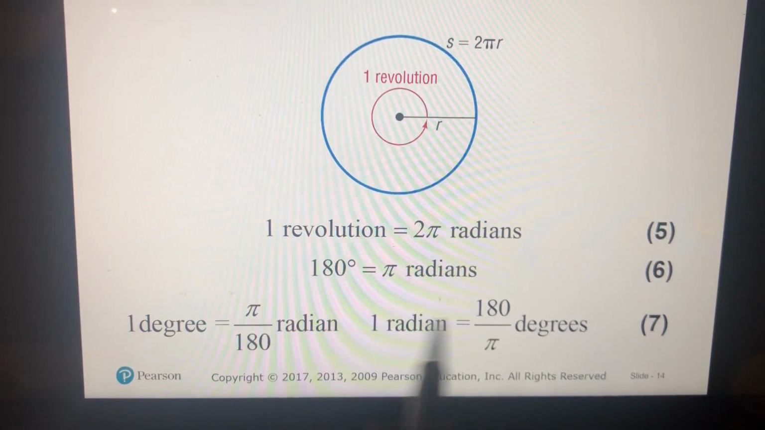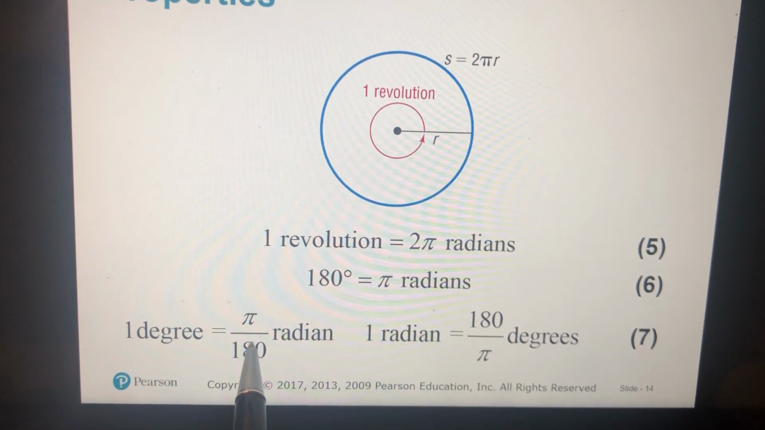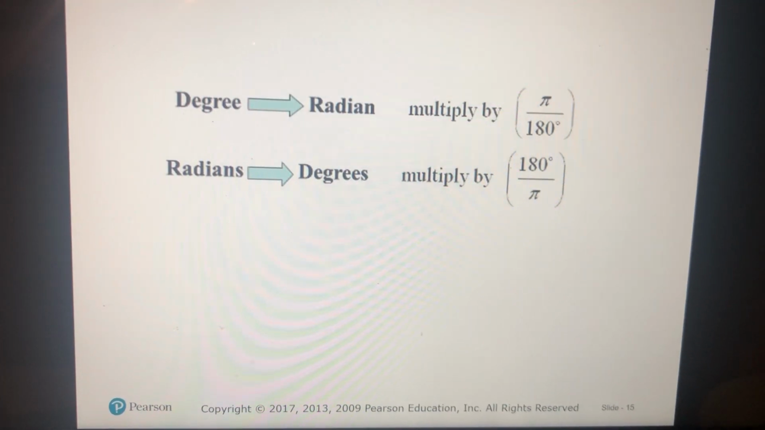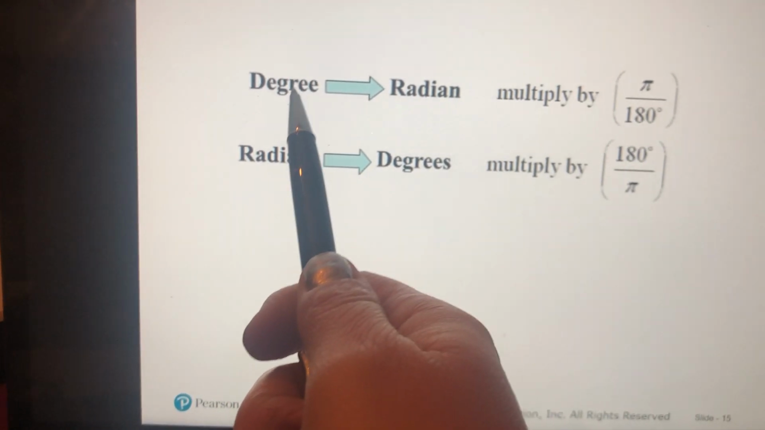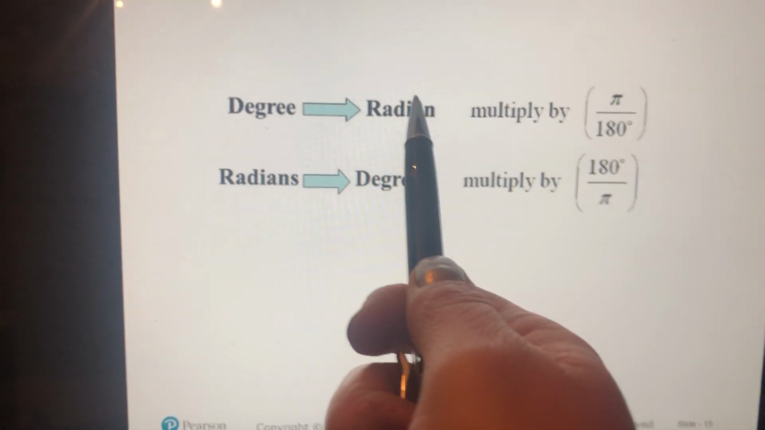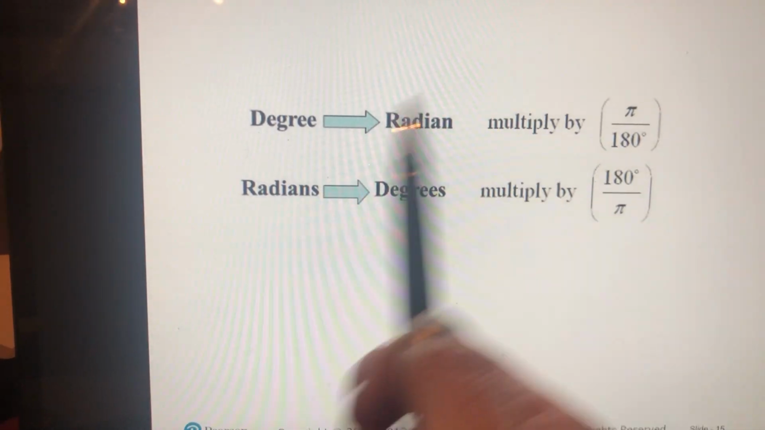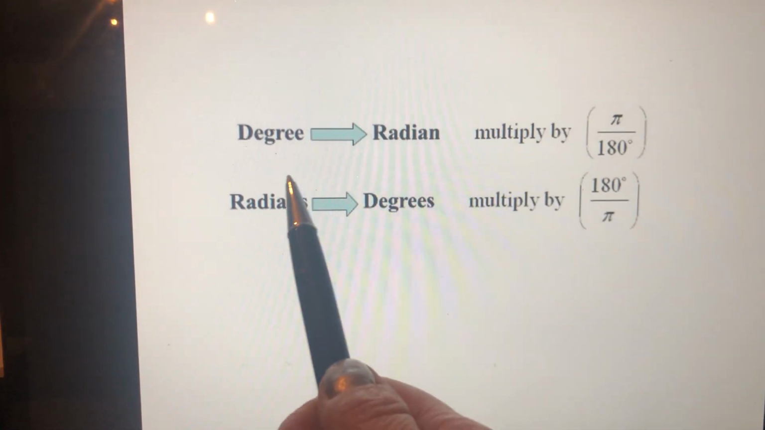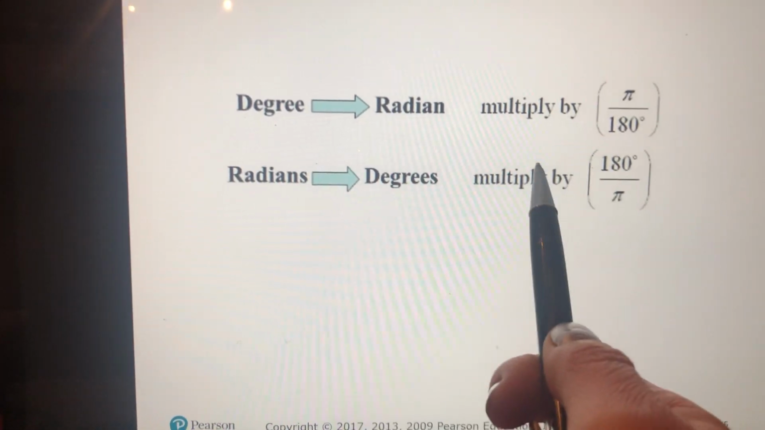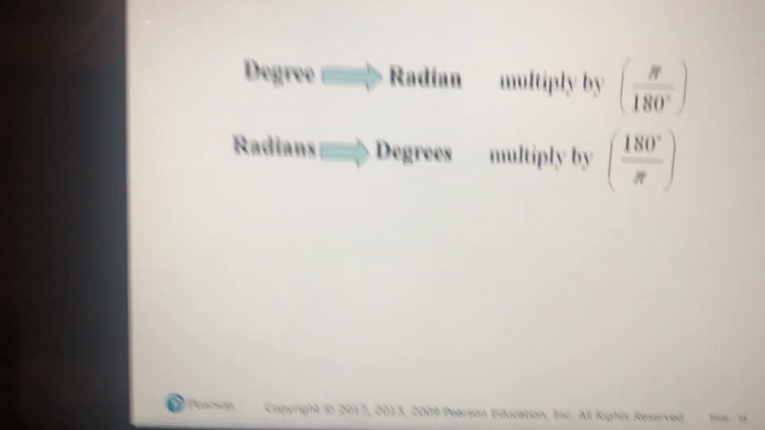So the way that you convert them, I wrote this on this page, I like this better. Whenever I need to go from degrees to radians, and I'll show you some examples of this in a second, I'm going to multiply by pi over 180. And when I want to go from radians to degrees, I'm going to multiply by 180 over pi.